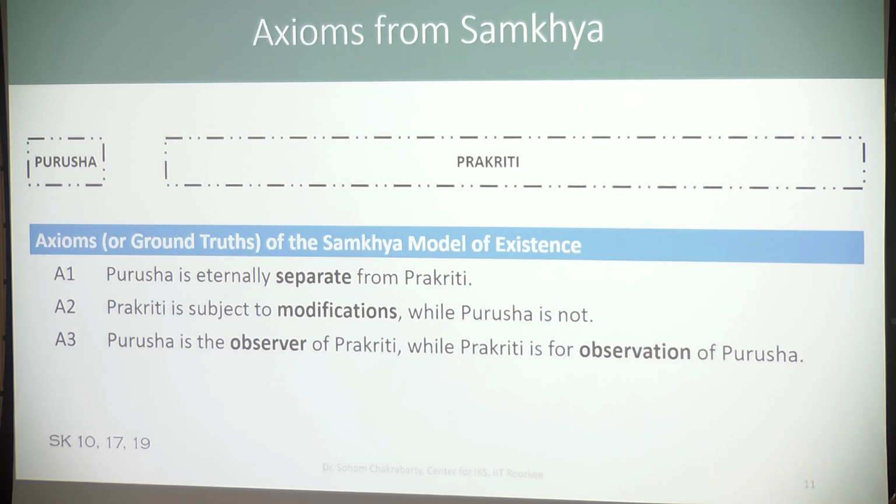What we are saying in the first axiom is that Purusha and Prakriti, 2 objects, are eternally separate from each other. There is no intersection between these 2 objects that can ever happen. They are eternally separate.